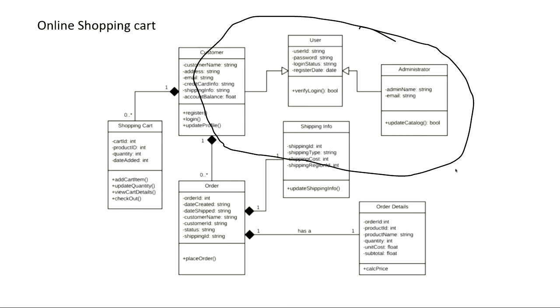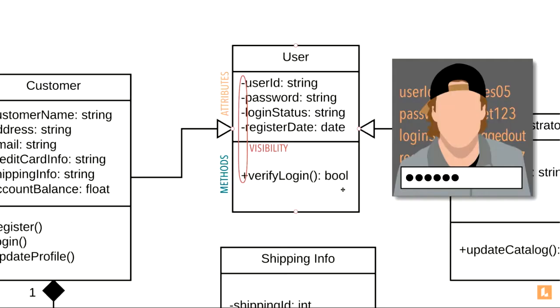If you zoom in on this diagram, you can see there is a class User which has the attributes user ID, password, login status, register date, and these attributes have private visibility. The data type of user ID is string, password is string, login status is string, and register date is date. And there is one method in the User class, that is verify login, which is Boolean.